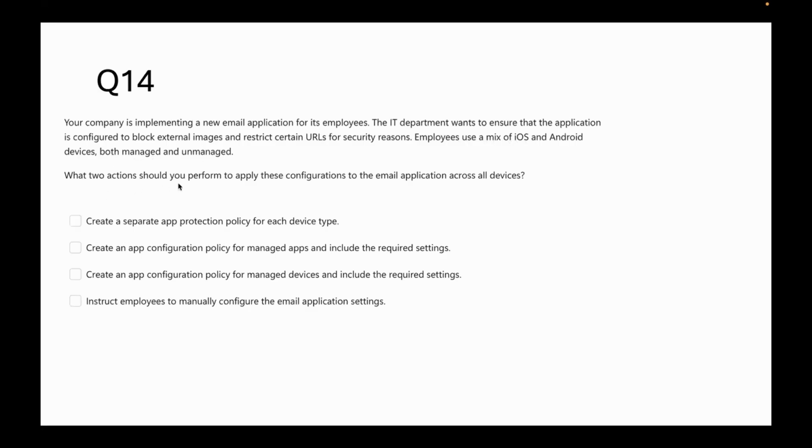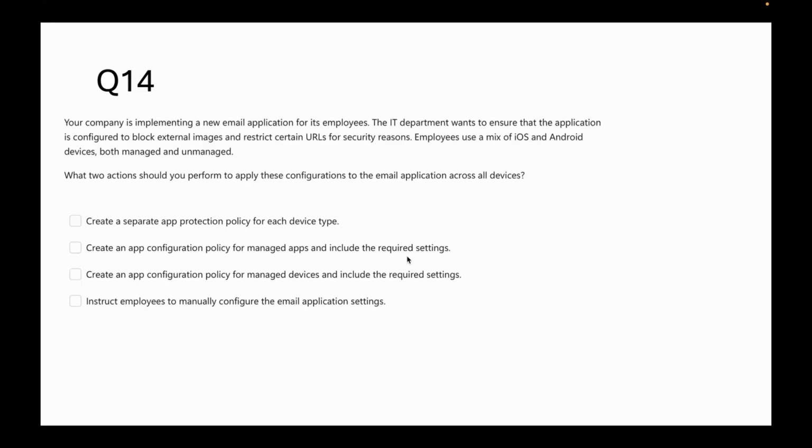So which two actions should you perform to apply this configuration to the email applications across all devices? Okay, the first option that we can see, create a separate app protection policy for each device type. That doesn't make sense because we have to create a centralized policy that can protect all the devices. Now, the second option says create an app configuration policy for managed apps and include the required setting.